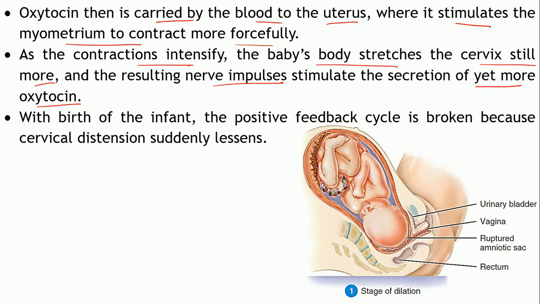Okay, so this is a positive feedback. So more and more hormone is being released by this feedback mechanism. Now after the birth of the infant, this positive feedback cycle is broken. Why? Because as the baby has passed through the vagina towards the exterior, the stretching of the walls of the cervix will be lessened, right? So no impulses will be sent to the hypothalamus, and less oxytocin will be released.